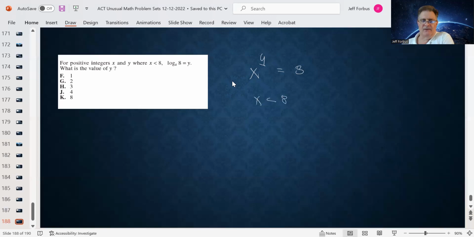Now, we also know that x has got to be less than 8. So what number can we raise to a power to get 8? Well, we can say 2 cubed is going to be equal to 8, because that's 2 times 2 times 2. 2 times 2 is 4, 4 times 2 is 8. So that works. So therefore, y is going to be 3. And that's going to give us answer choice H.